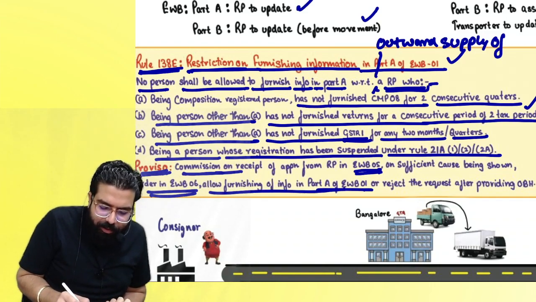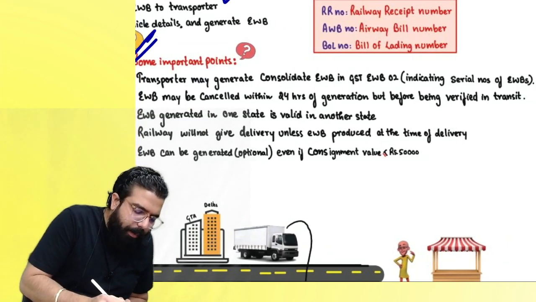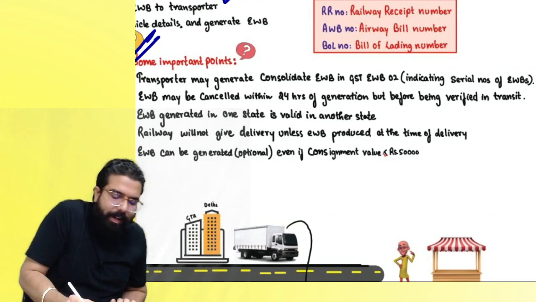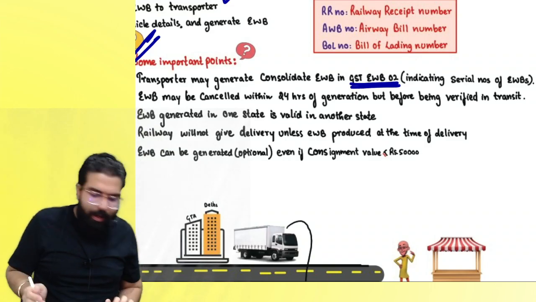Allow furnishing the details of Part A or reject the request after giving opportunity of being heard. There are some important points. You have 5 e-way bills. You are the transporter. You can generate EWB02, which is basically a consolidation of all the e-way bills.